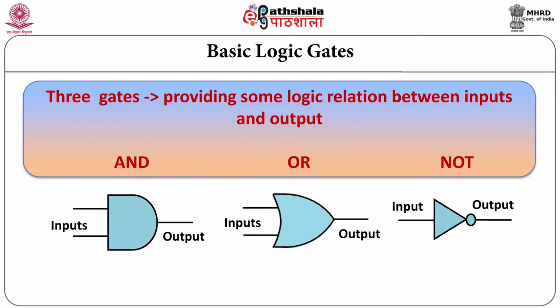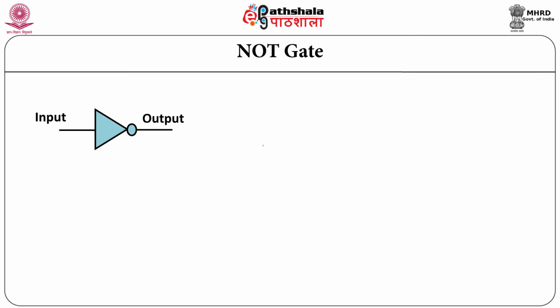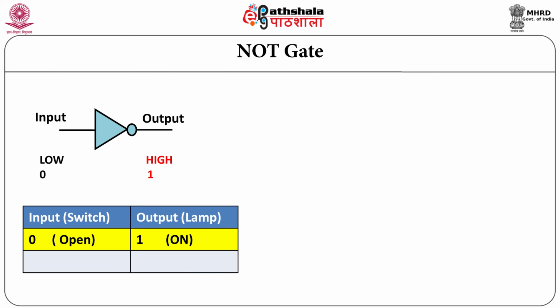Let us now discuss these logic gates. The NOT gate is popularly known as inverter. It performs logical inversion or complementation. The purpose of inverter is to change one logic level to opposite level. The low level at the input produces a high level and vice versa. In terms of bits, it changes a 0 to a 1 and a 1 to 0.